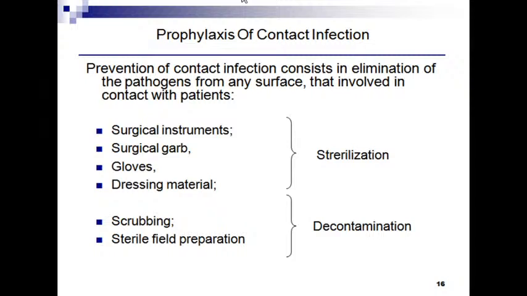Next type of exogenous infection is contact infection. How to prevent the spreading of contact infection? We should perform methods of sterilization and decontamination. Prevention of contact infection consists in elimination of pathogens from any surface that comes into contact with the patient. We can use two techniques. Sterilization technique: we can apply sterilization to surgical instruments, surgical garb, gloves, and dressing material. For preparation of hands and skin, the doctor's hands and the patient's skin, for surgical scrubbing and sterile field preparation of the patient's body, we should use decontamination.